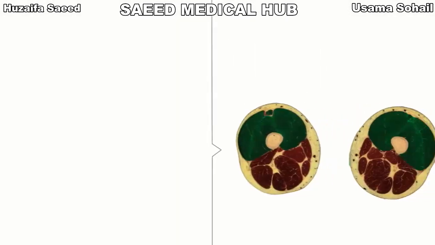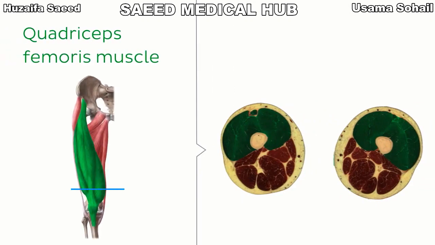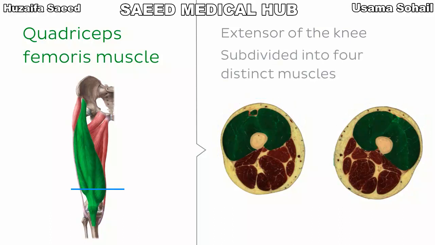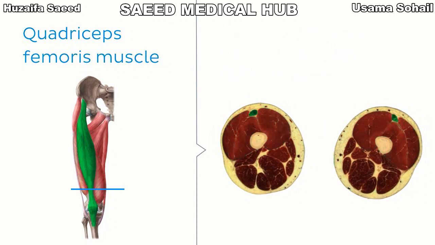First up is the quadriceps femoris. This collection of muscles work as the great extensor of the knee and form the largest part of the mass of the anterior thigh. It is also subdivided into 4 distinct muscles which broadly share the same function. The first of these 4 muscles is the rectus femoris muscle.